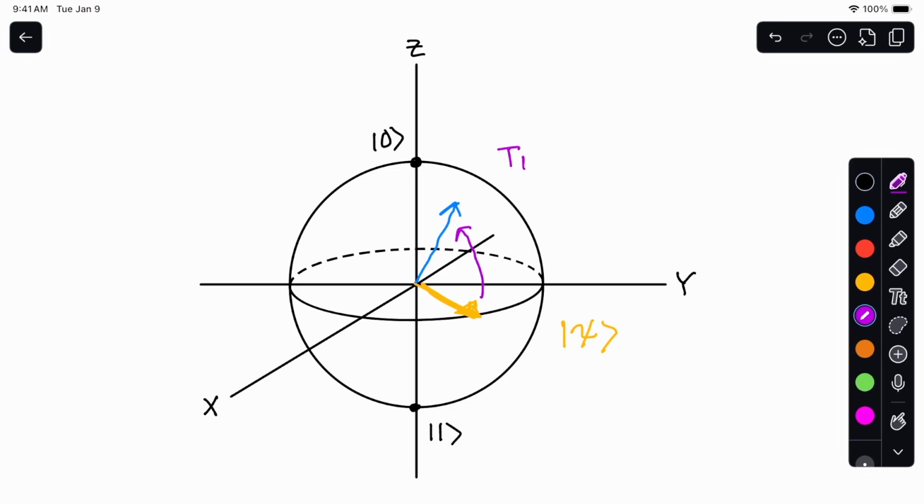Then there's also T2 relaxation or dephasing. And this is where we have increasing uncertainty in the phase of the qubit. So now instead of having one well-defined phase, you can think of it as fanning out along the equator. So having more uncertainty in the phase. So this would be a T2 process.